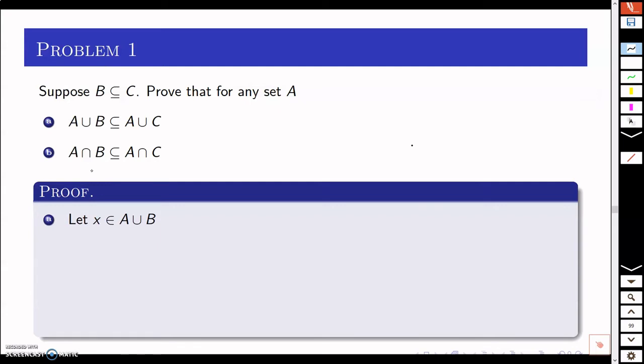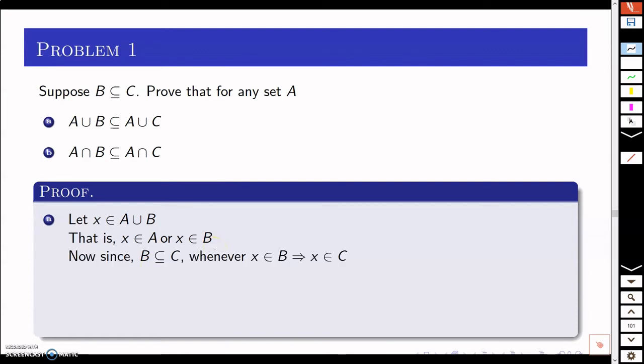So let X belong to A union B. That means X is either in A or B by definition of union, right? So X belongs to A or X belongs to B. But we are given that B is a subset of C. That's the hypothesis. Now if X is in B, then it will be in C also, because B is a subset of C. So since B is a subset of C, whenever the point X comes in B, that point will come in C also, right?